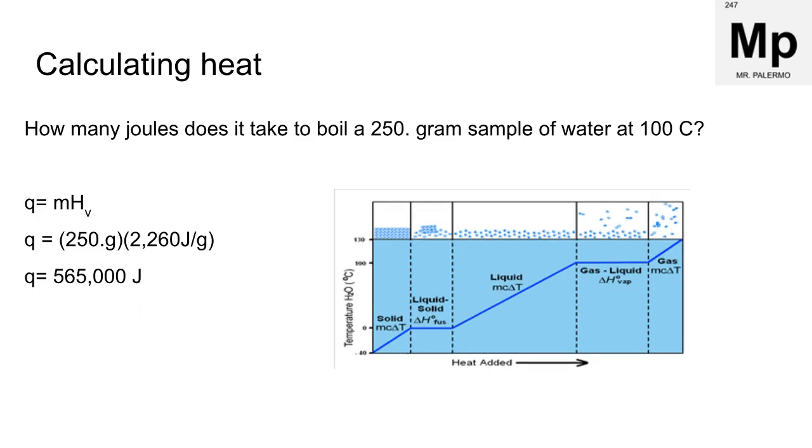How many joules does it take to boil a 250-gram sample of water at 100 degrees Celsius? So now we have keyword here, boil and 100 degrees Celsius. We're looking at this phase change here. How much heat energy does it take to get through this, to go from a liquid to a gas? So our mass is 250, we plug that in. Heat of vaporization from table B is 2,260, and we get an answer of 565,000 joules is required to take 250 grams of water to go from a liquid to a gas.